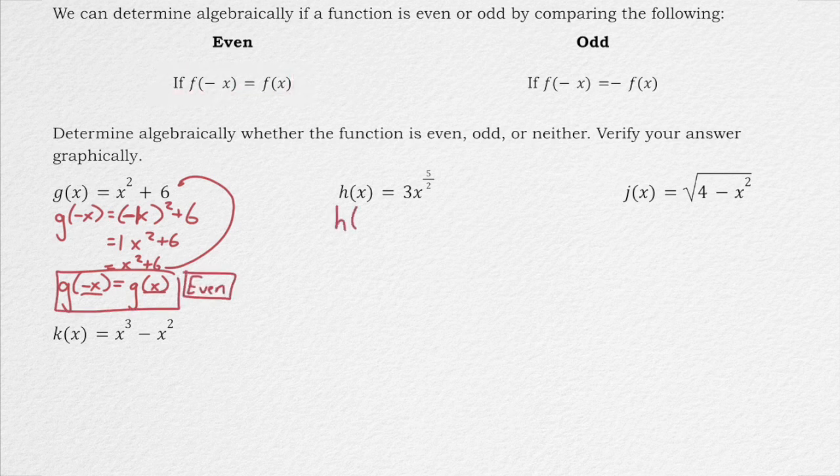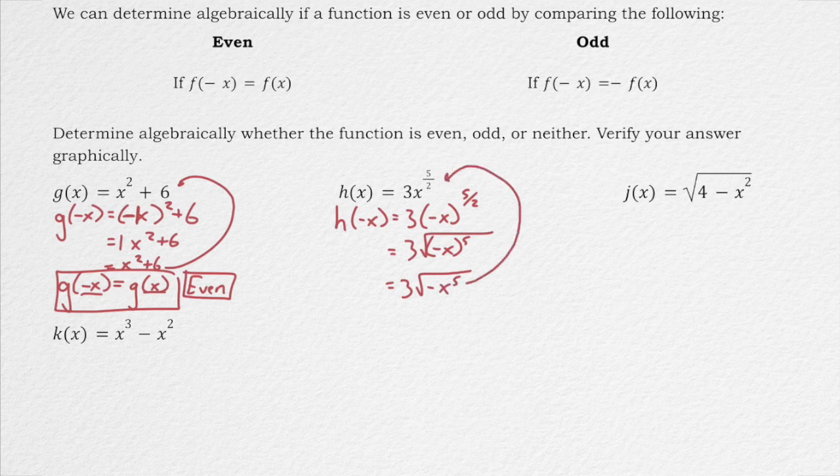Let's do the same thing for the next example. So I'll look at h of negative x, which would be 3 times negative x to the 5/2 power. And if you don't like this fractional exponent, remember you could write it in radical form just by putting this denominator as the radical. So this would be 3 times the square root, or the second root, of negative x to the 5th power. Now, when you take a negative thing to an odd power, it stays negative. So this would still be 3 times the square root of negative x to the 5th. I can simplify it that way.